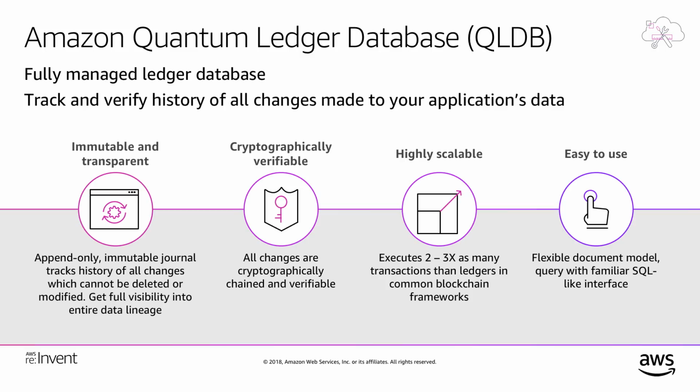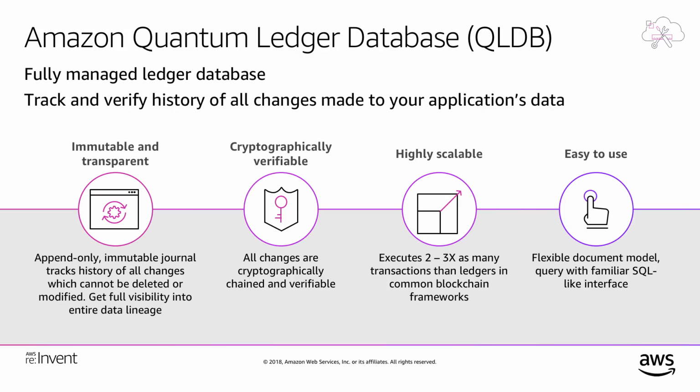There's no way for a customer to actually go in and change data. It's cryptographically verifiable, and I'll explain a little bit about hash chaining and how that works. But every transaction is run through a hash algorithm to ensure that the previous transaction has not been changed. And I'll talk about that a little bit too.